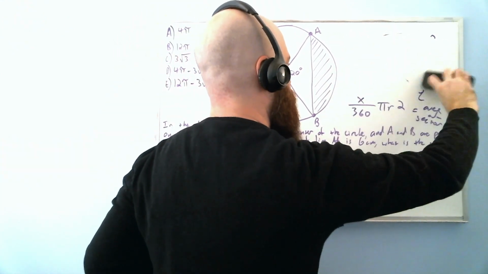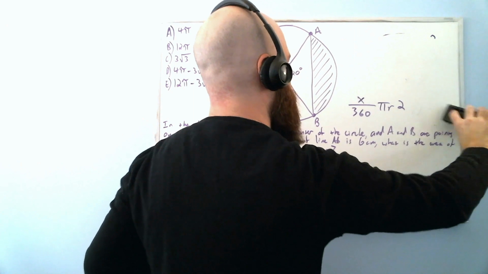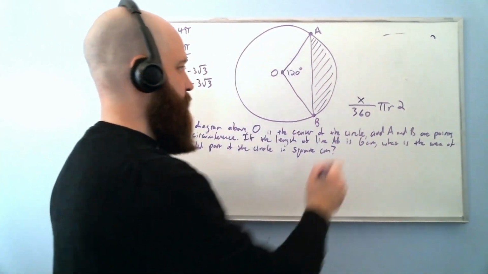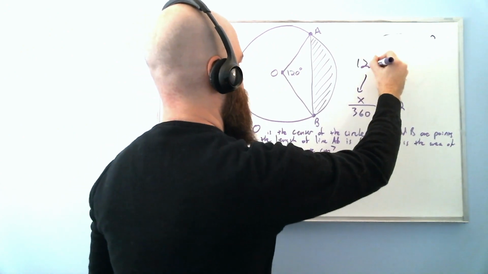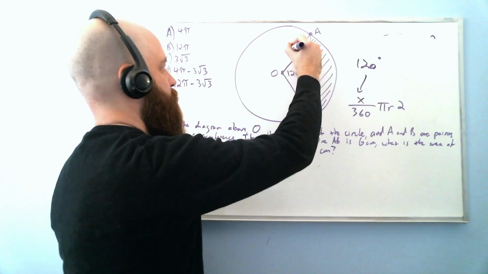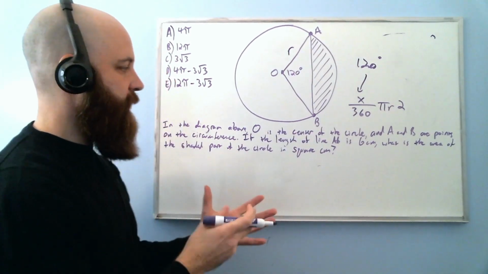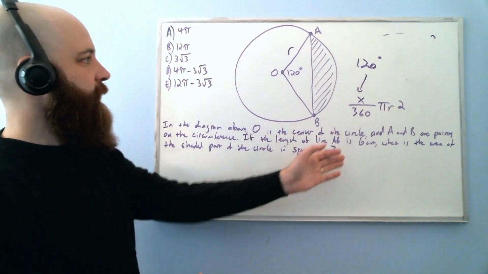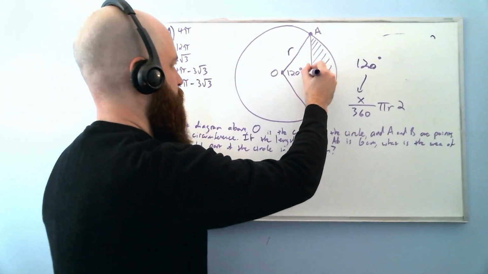Well, my formula is x over 360 times pi r squared. Well, I know that x is 120, so that's good, but I'm missing the radius. So that's the question, what is r equal to right here? Okay, so is there any information that I haven't used yet that I've been given? Well, AB is equal to 6 centimeters.